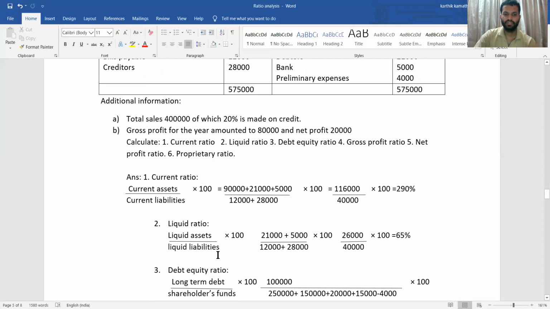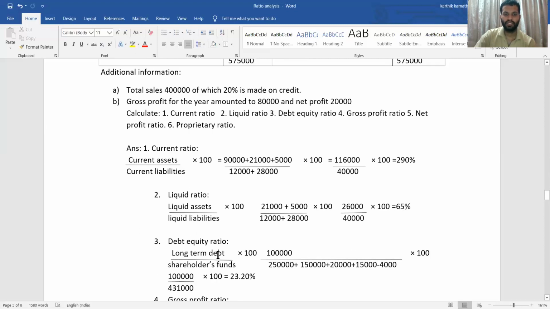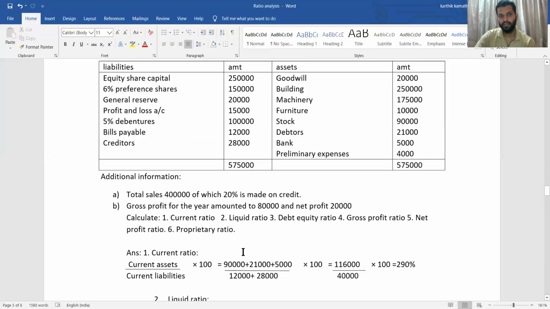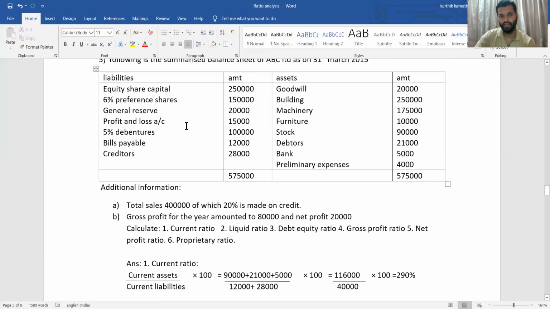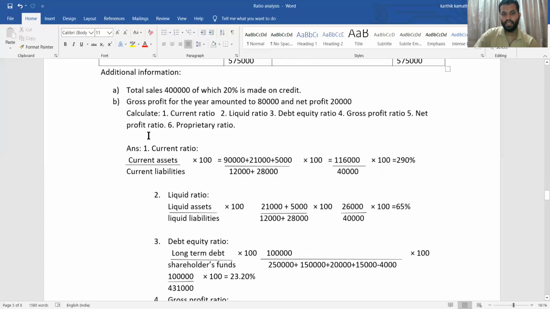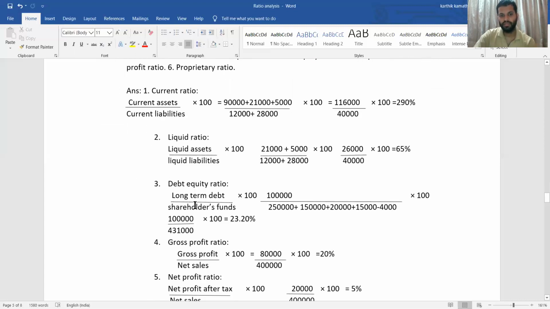Then debt equity ratio. Debt equity ratio, long-term debt divided by shareholders fund into 100. Long-term debt, if you see the liability side, only one information about long-term debt is given, that is 5% debenture, 1 lakh. 1 lakh divided by shareholders fund.